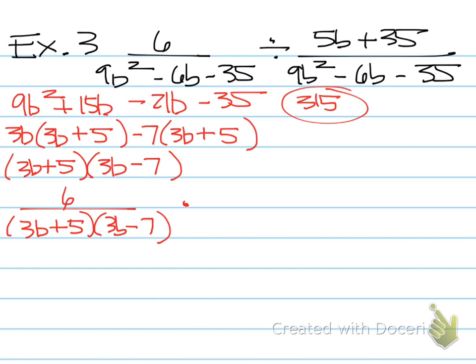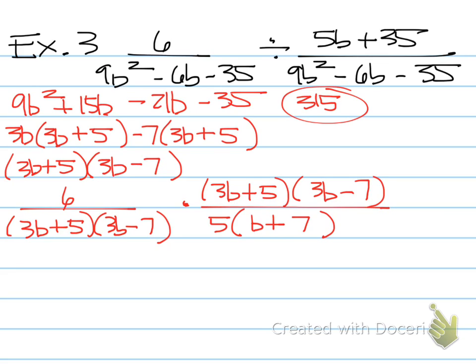The second numerator, first thing we want to do is change the division to multiplication and then take the reciprocal of the second fraction. So now what was in the denominator is now in the numerator. What was in the numerator is now in the denominator. And again, we want to factor out that 5 from the 5b plus 35. That will leave us with b plus 7. The 3b plus 5s and the 3b minus 7s will cancel, leaving us with 6 in the numerator and then 5 times b plus 7 in the denominator.